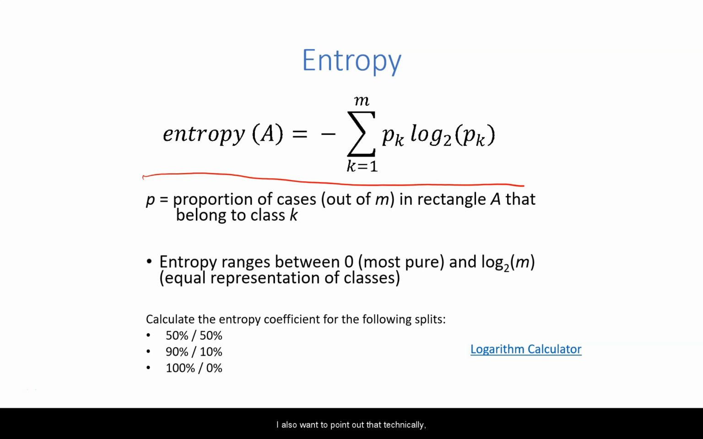I also want to point out that technically you can use any number as the base for log. You can even use the mathematical constant e for natural log in the computation of entropy. The reason why we use the base 2 log is because we are focusing mostly on binary outcome problems in this course, and the base 2 log gives us the number 1 to indicate a completely impure subset using entropy, which is easier to remember.